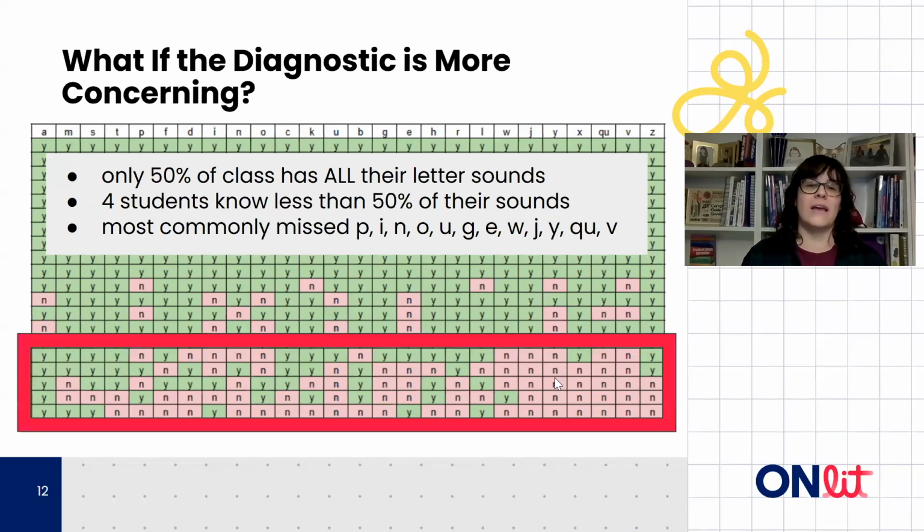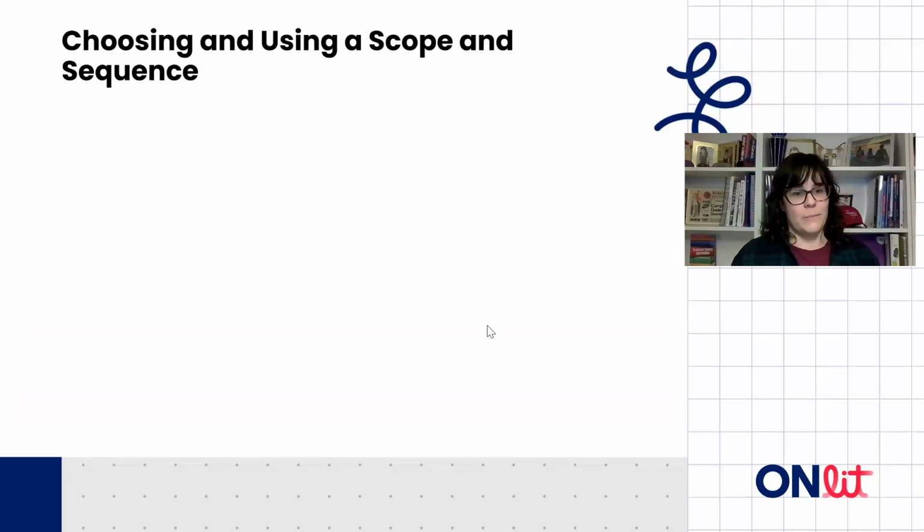So you can see here, if this were my class, this would be my priority grouping, right? Here are the kids that are missing the majority of their sounds. We would be doing all of the sounds whole group, and then this group would get a second dosage of that explicit instruction. So thinking about, I've said the word scope and sequence.